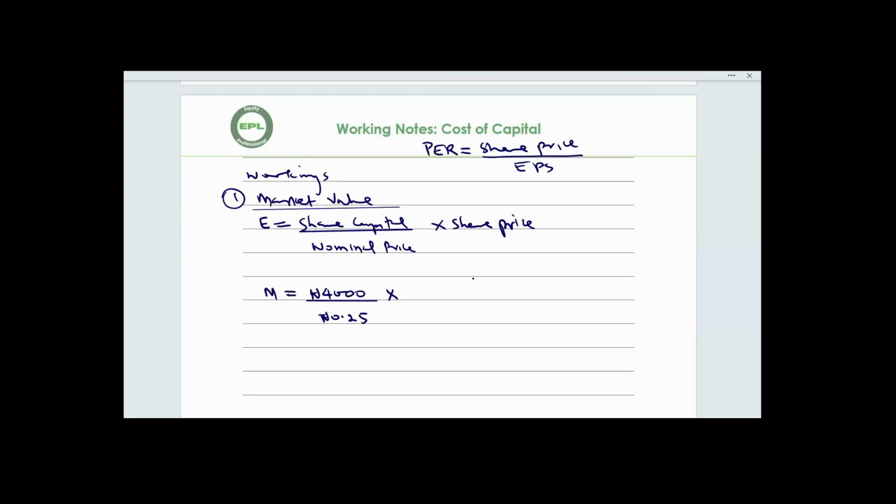So now in this particular question, you need share price, but share price is not given to you. The examiner has given you price earning ratio and earnings per share. So what you simply need to do to get your share price is to cross multiply this formula. Therefore, share price is equal to price earning ratio multiplied by earnings per share. That's one of the things the examiner has hidden in the question.